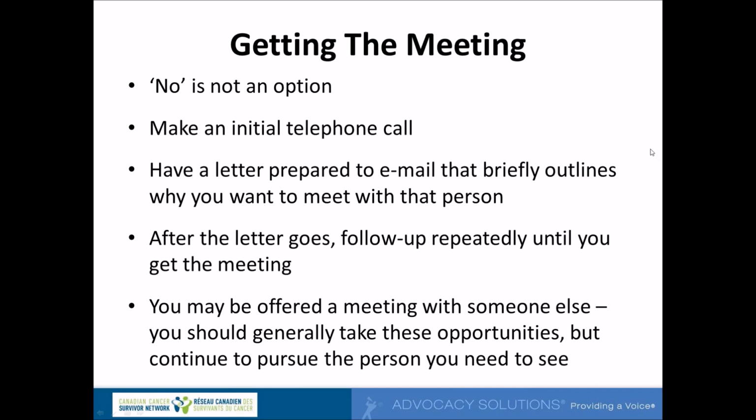But it is your responsibility in the context of this exercise to follow up and ensure that you get the meeting. And finally on the slide, if you're offered a chance to meet with somebody else, this is not an alternative. So for example, if you're trying to meet with a politician and you're told, well, the member's out of town for the next 3 weeks, but you can meet with a constituency assistant, for example, or somebody else in that person's office, that's fine.